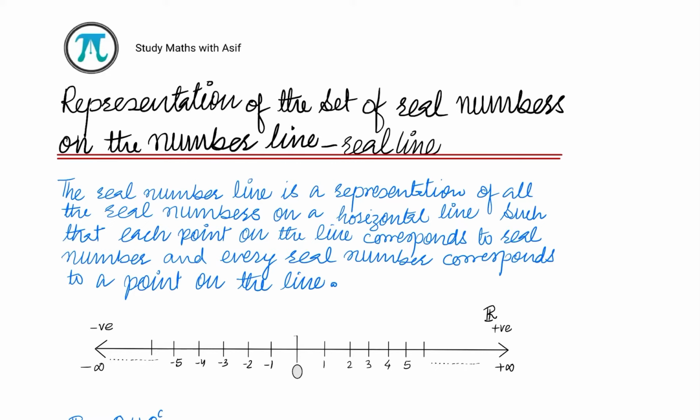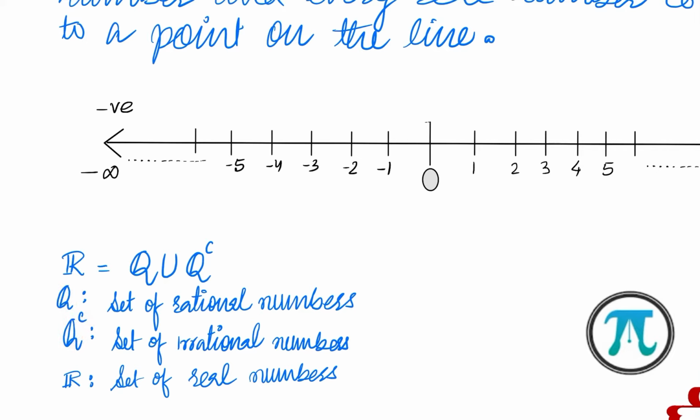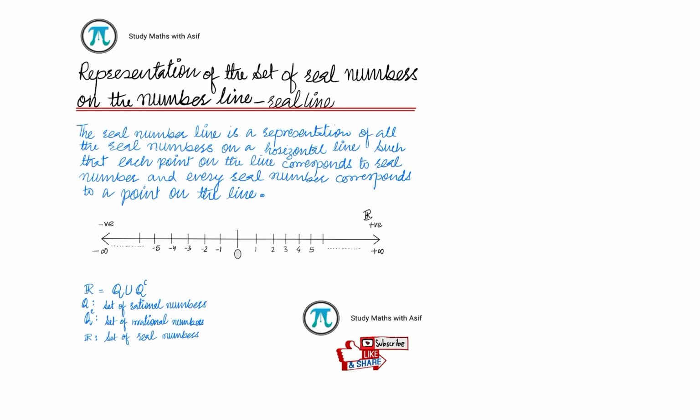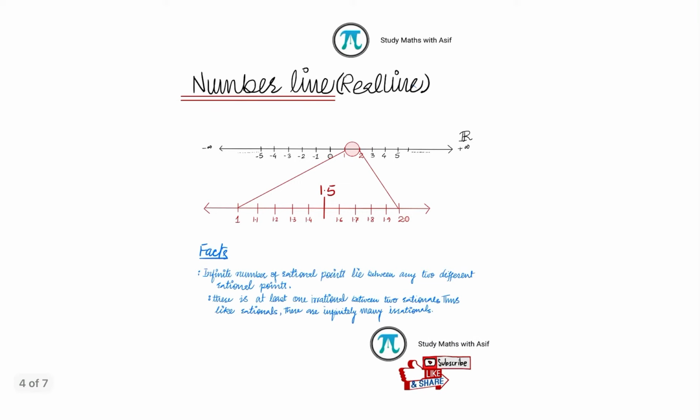Before going into that, let's revise how we denote the real numbers. It is the union of rationals and irrationals, so I have written them here. Any real number we define by using the set of rationals and the set of irrationals when we take their union. Okay, so this is all about the number line. I hope you understand. Now let's move on.